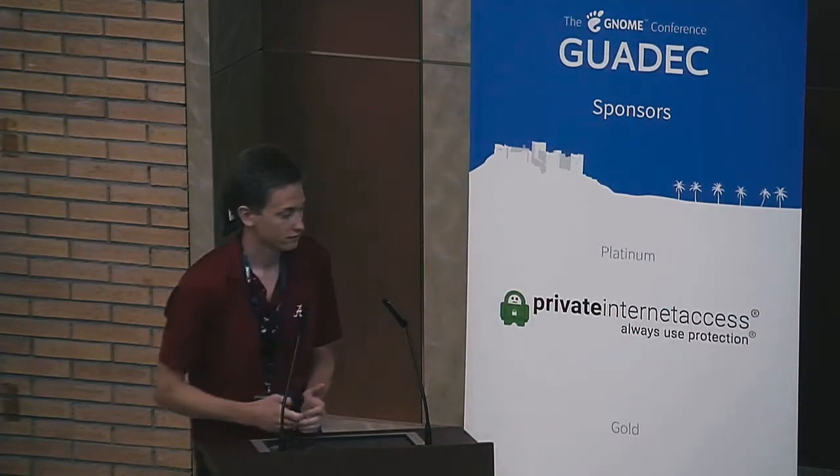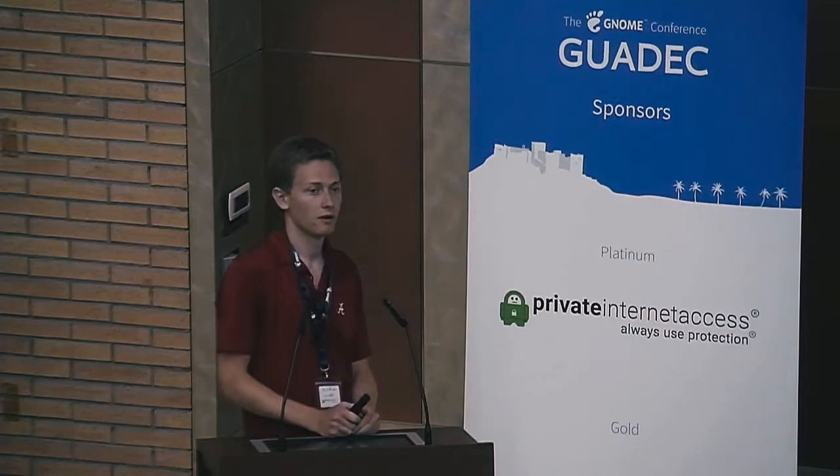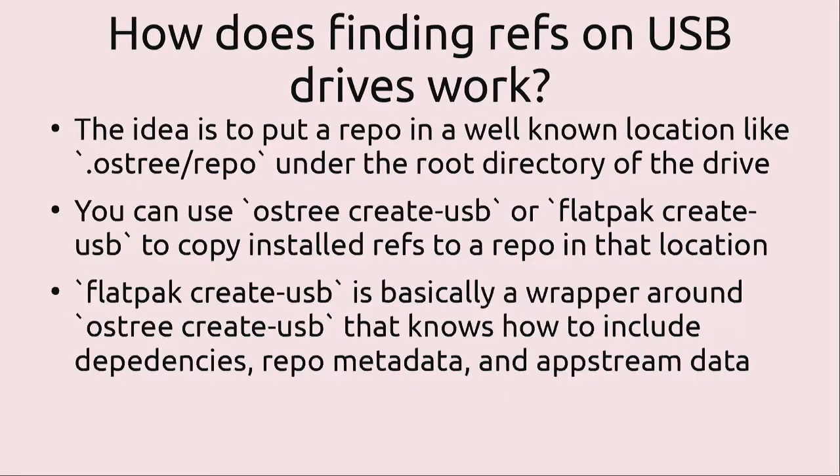Okay, so what are the actual implementation details of how that OSTree repo finder implementation for USB drives works? And by the way, you say USB drives, but really it just looks for mounted file systems. So you could use maybe like a network mount if you wanted. And at least the way it's written right now, that would work. But the idea is just to have a well-known location on the USB drive, called .ostree/repo, and the repo finder implementation knows to look for that. So any drive that has that will be searched for the refs that you want.